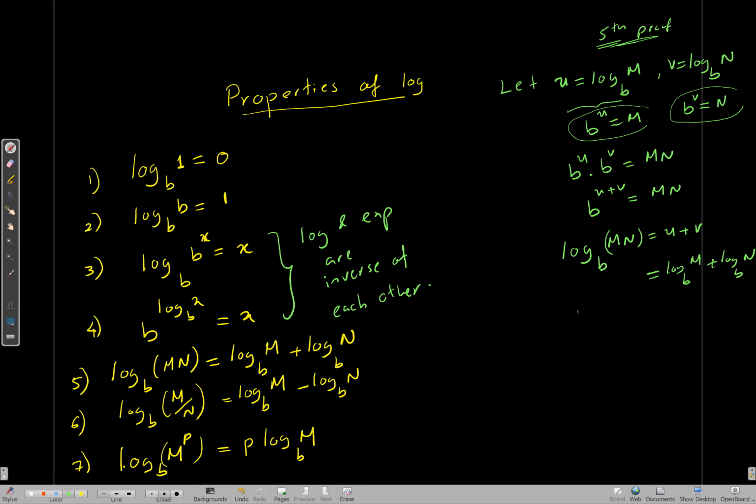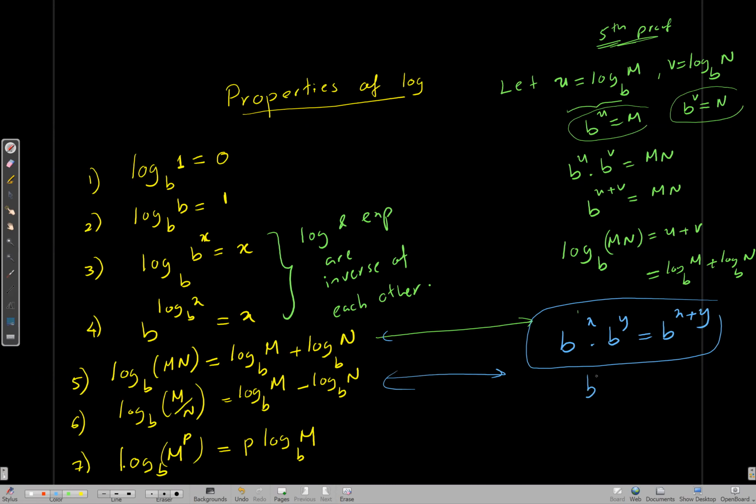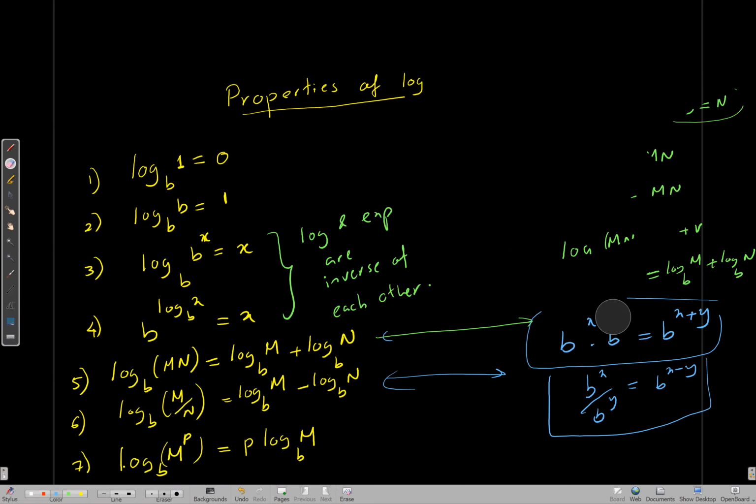The reason why this happened, as you can see, this number 5 property is the log version of this exponential property. Similarly, in the proof of this one you will get the log version of the exponential power property. So I'll leave that for you to deal with. Now let me go ahead and do the proof of number 7.